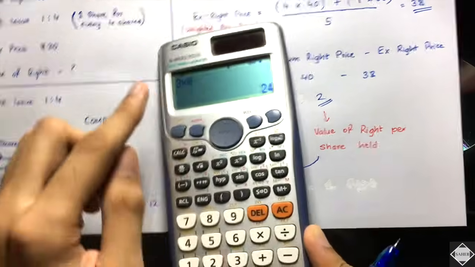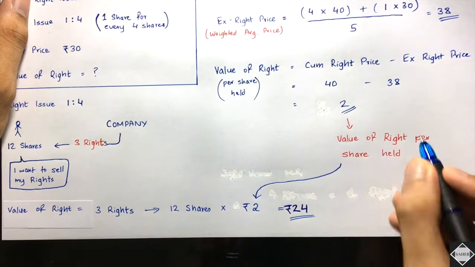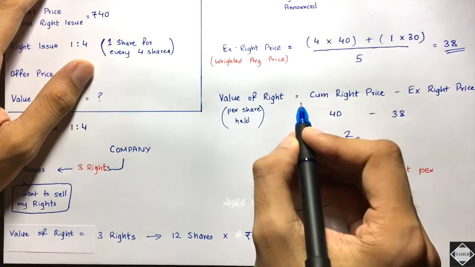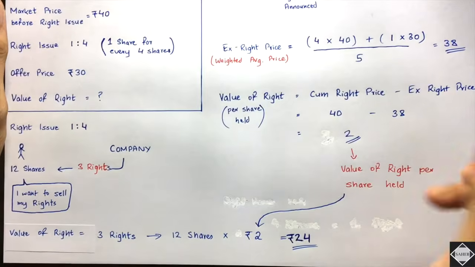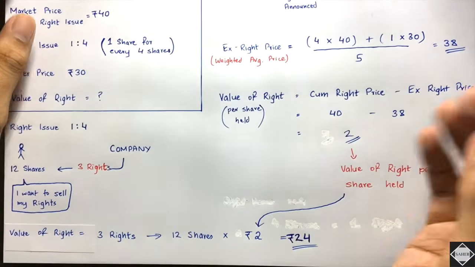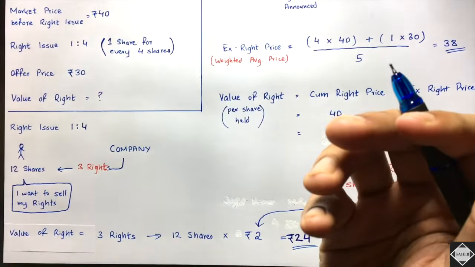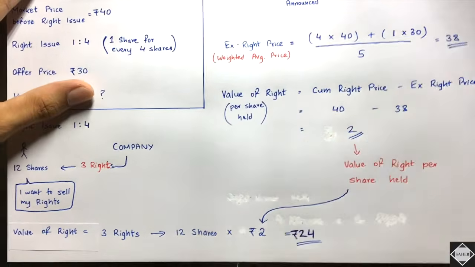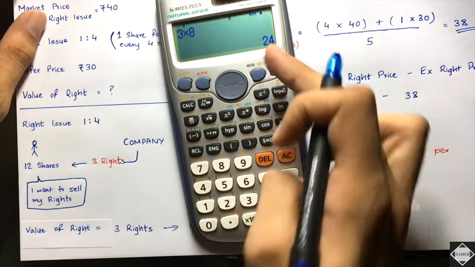It's just that this 2 rupees is the value of right per share held, and there is another formula: value of right is equal to x right price minus offer price. If you follow that formula, you will get the whole value of right. We also say this is value of right per share applied. So I got 8, so 3 rights into 8 is 24.